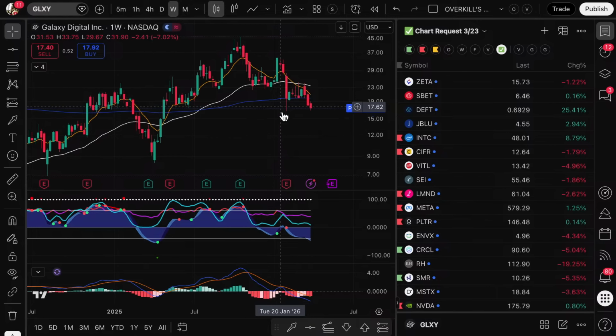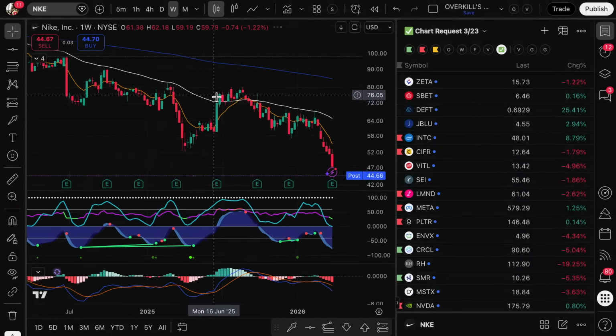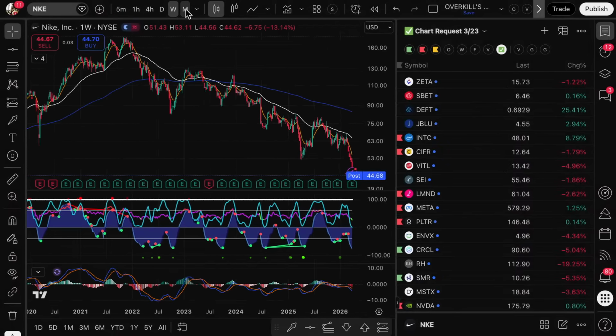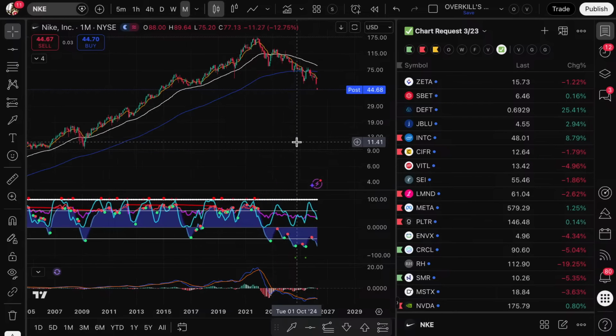I see a request here from Nike. I did want to talk about Nike here. Nike's been getting absolutely pounded over the last few years. I was looking at this stock today, just seeing how much it's down.